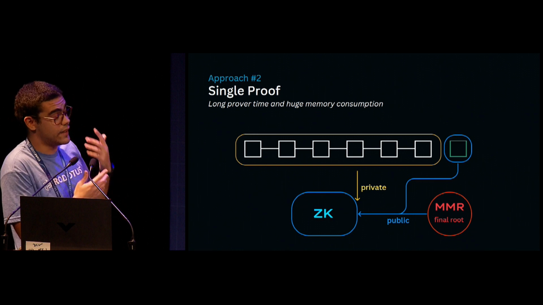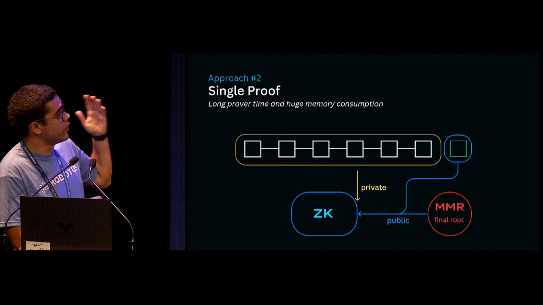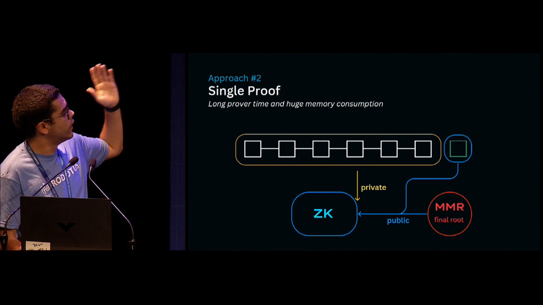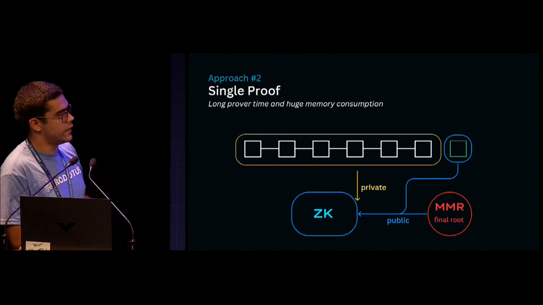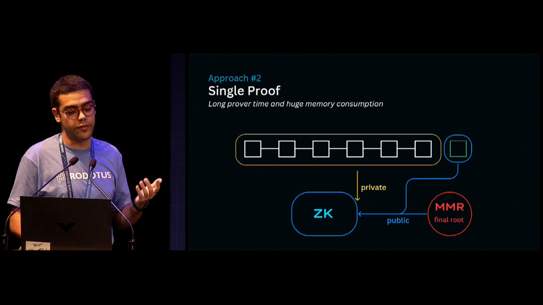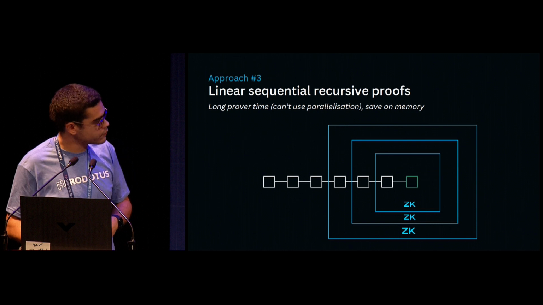Even though this approach is definitely better than the first one, we still have a long proving time because, as you may guess, this proof is going to be huge and it will take an immense amount of time to generate. And the memory consumption is also completely unfeasible from the prover's point of view.